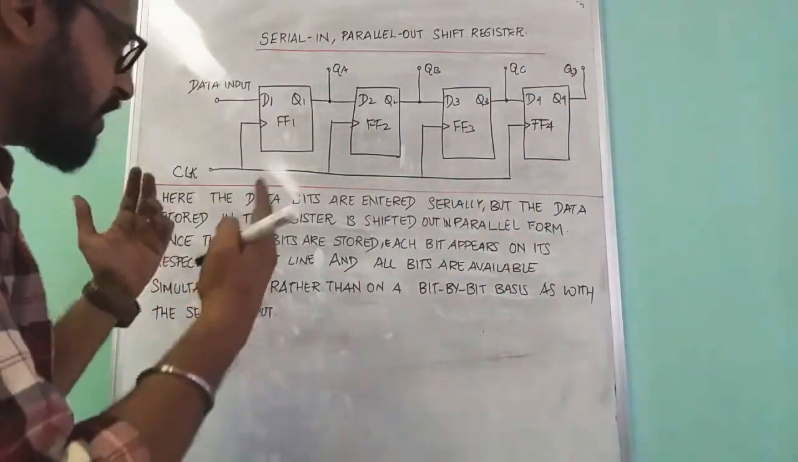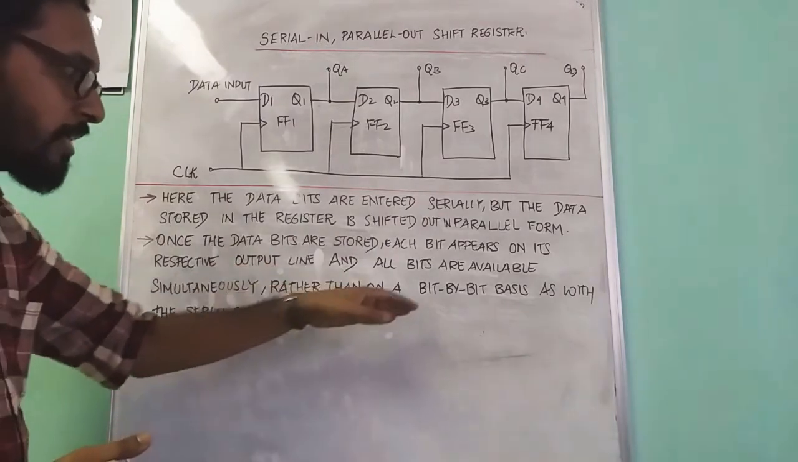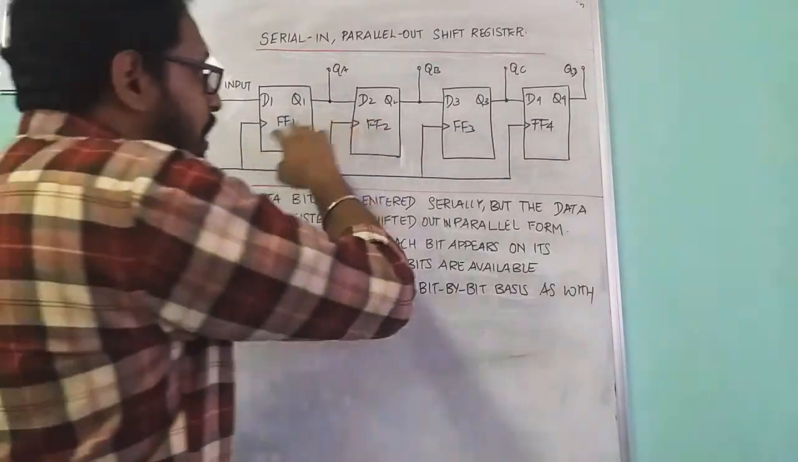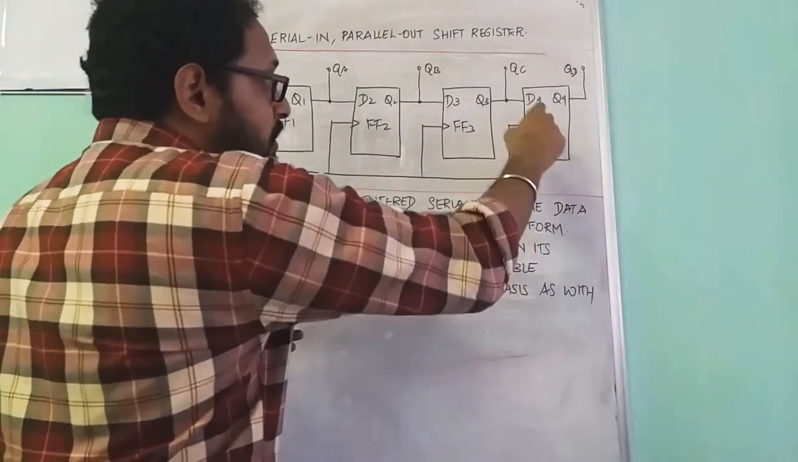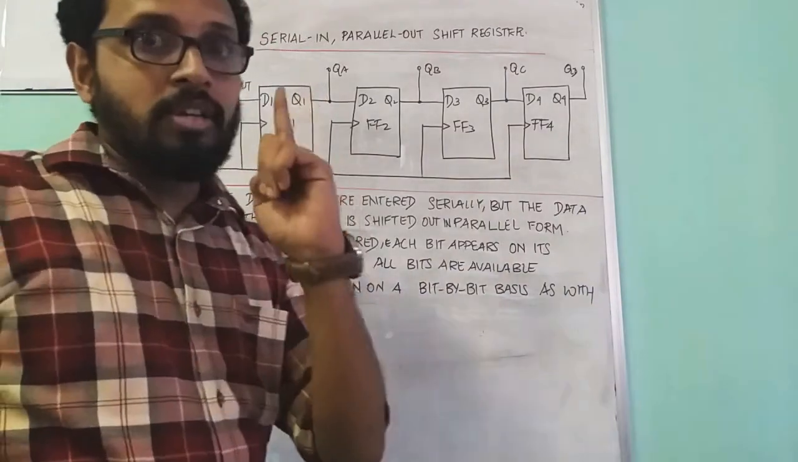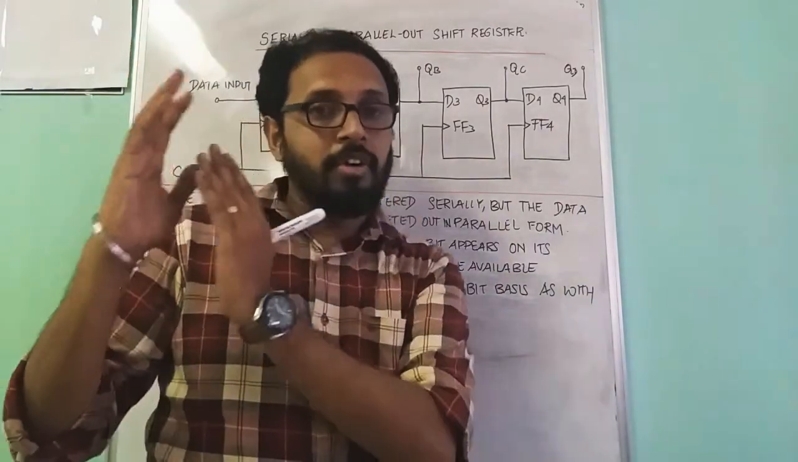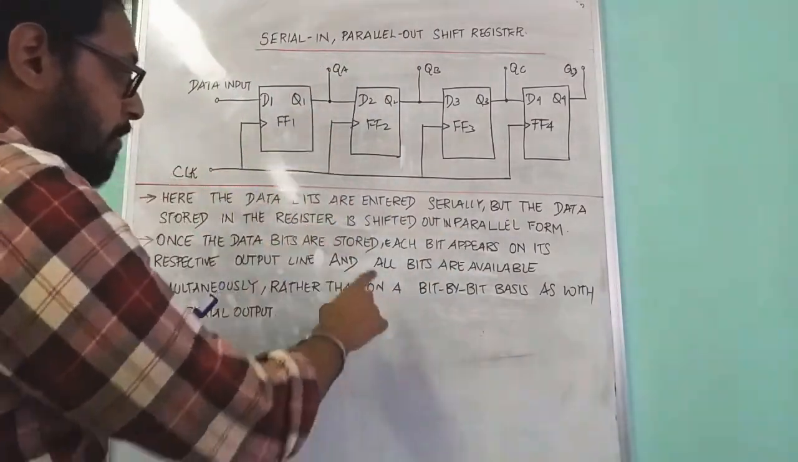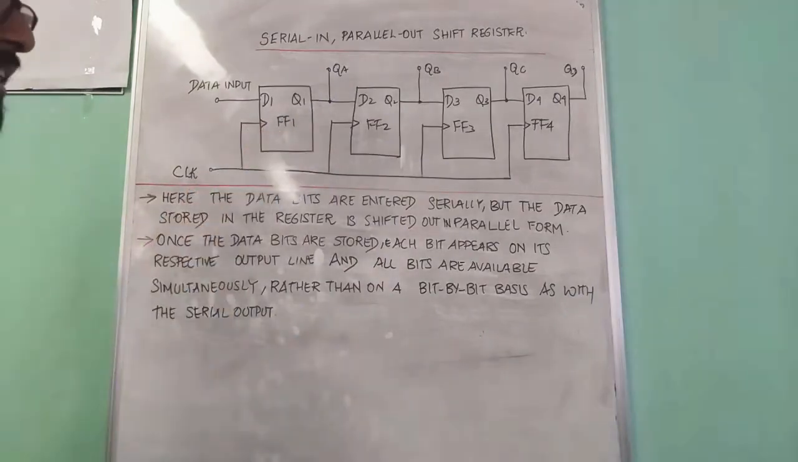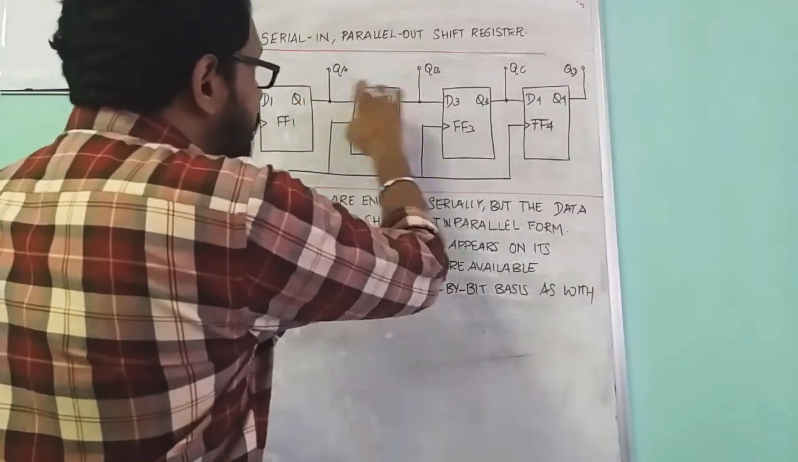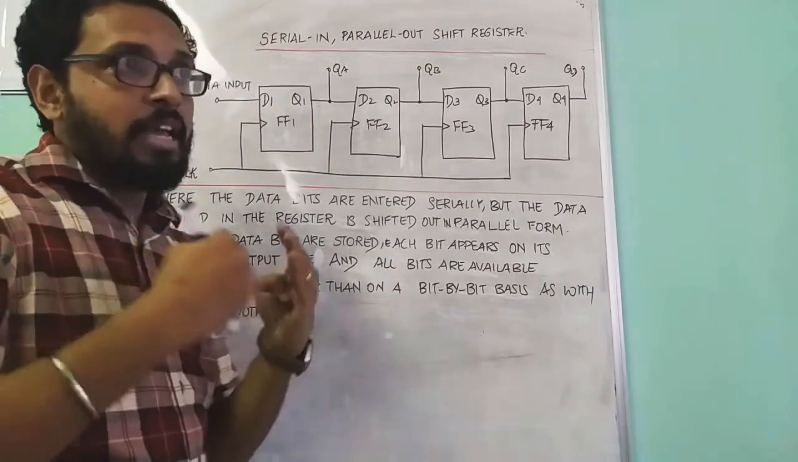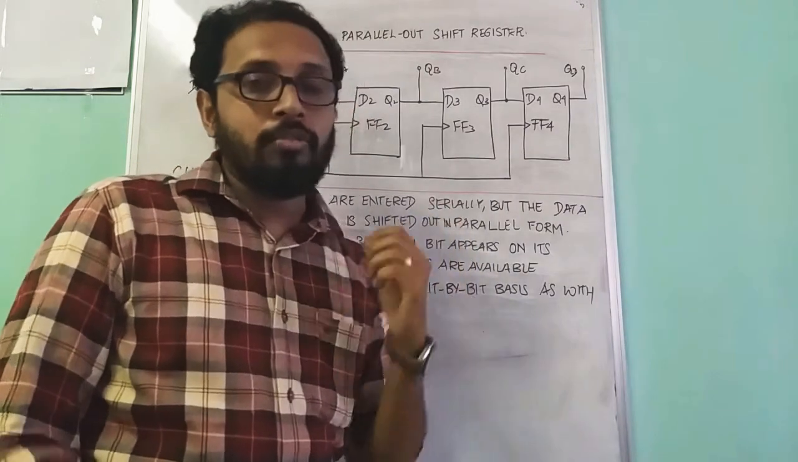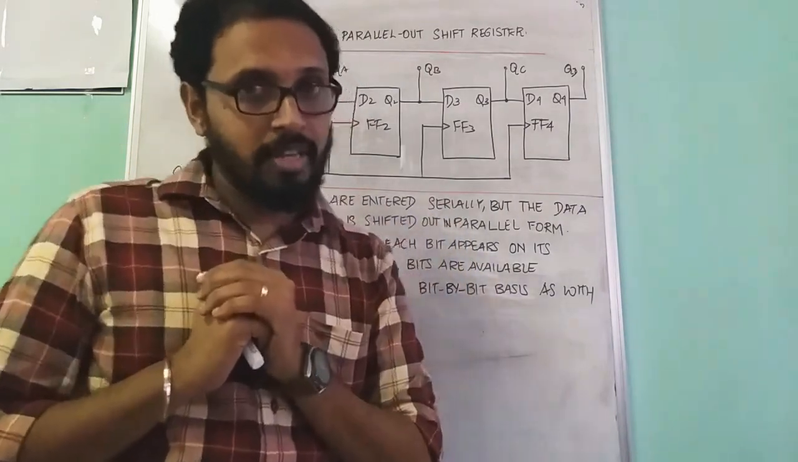So these four bits are available, rather than on a bit by bit basis. In the case of serial in serial out, after four clock pulses, after the fifth clock pulse, this value will be shifted out. We need to get that particular value after almost five clock pulses. But here all the bits are made available simultaneously. That is, after four clock pulses, these four values will be there. In applications where we require four bits at a time, we need to go for serial in parallel out shift register. Please go through.